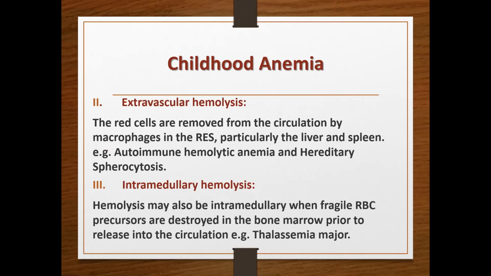The third site is intramedullary hemolysis, and it occurs in the bone marrow when fragile RBC precursors are destroyed prior to release into the circulation because of ineffective erythropoiesis, for example, thalassemia major.